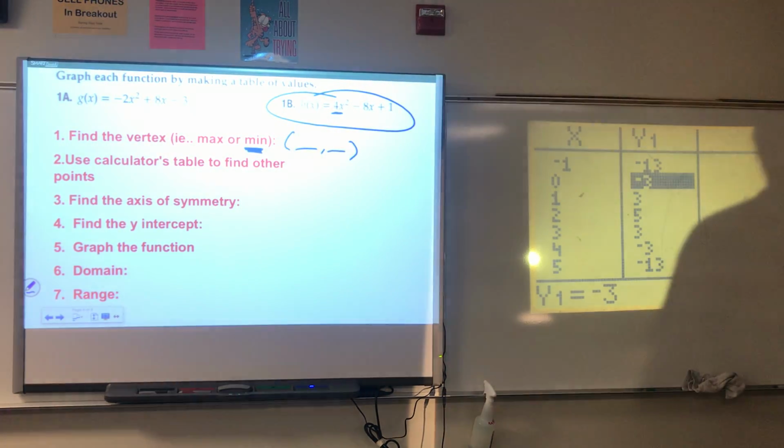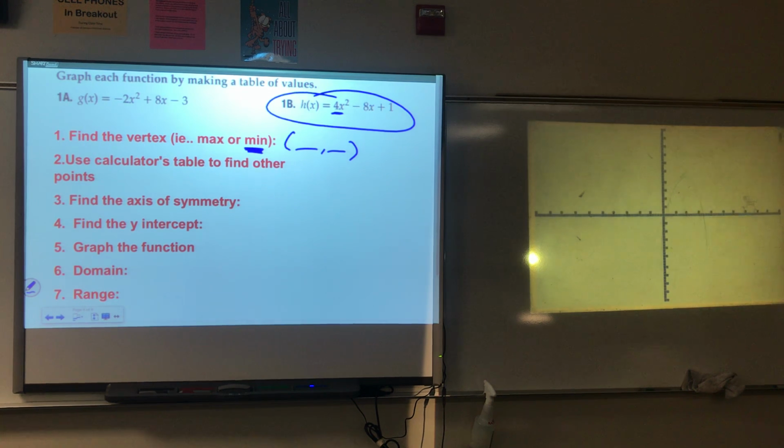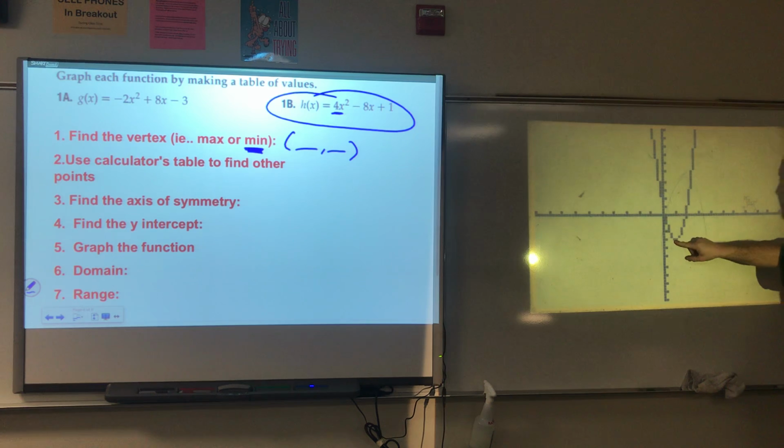Like we did before, let's use the calculator to find that minimum for us. I'm going to go back to y equals. Let's type in this new equation, 4x squared minus 8x plus 1. I'm going to hit graph. Okay? Well, look at that. It sure does look like it has a minimum. And can we find exactly what that point is?